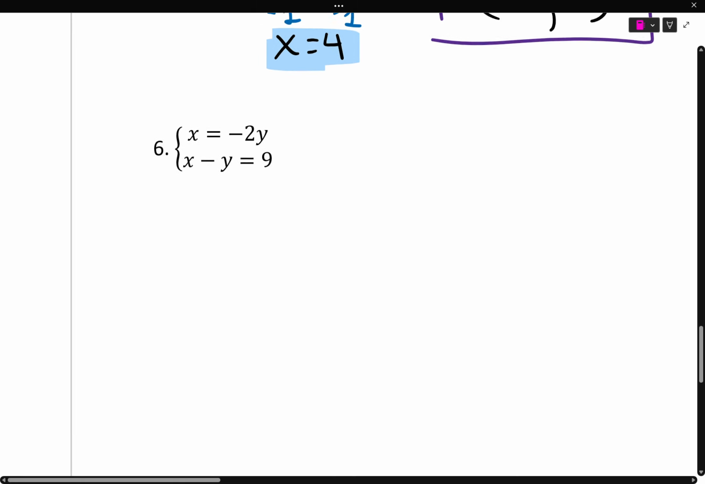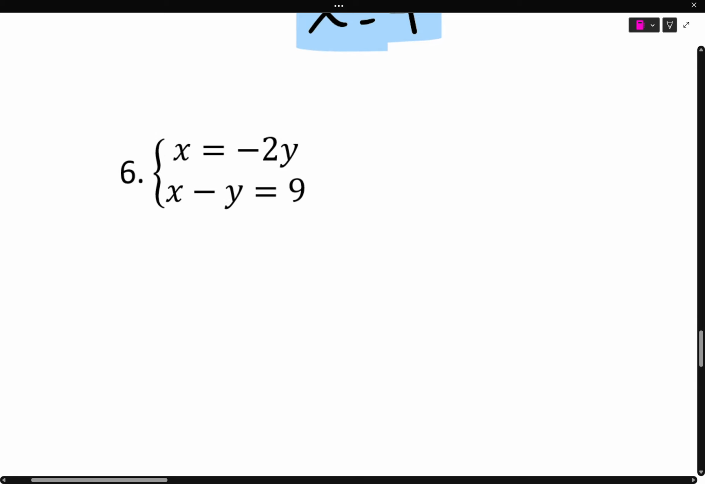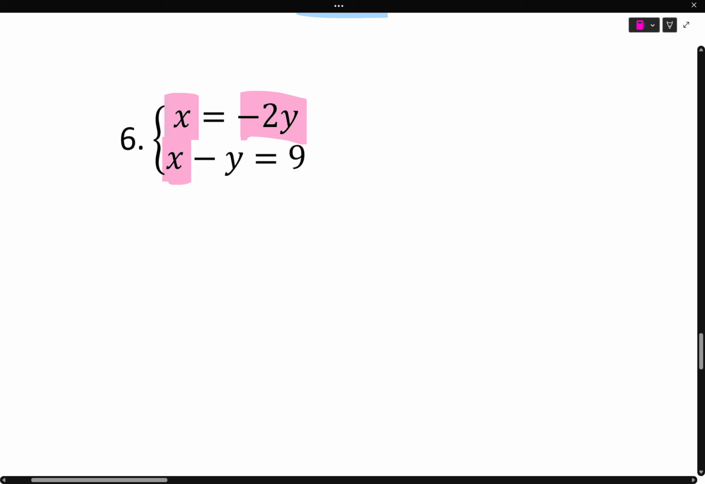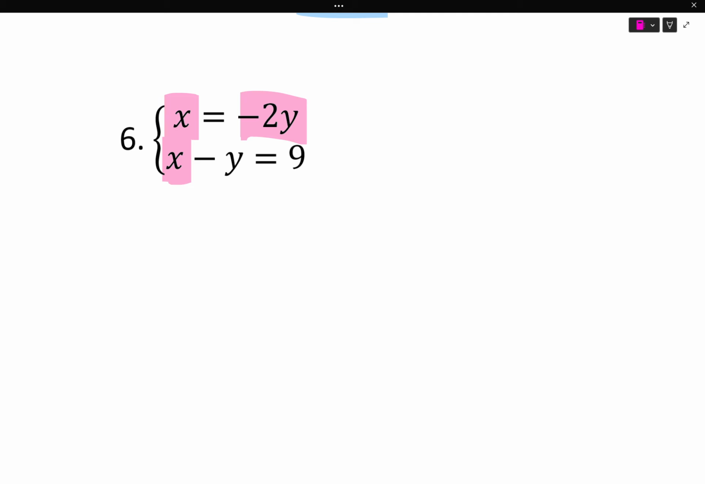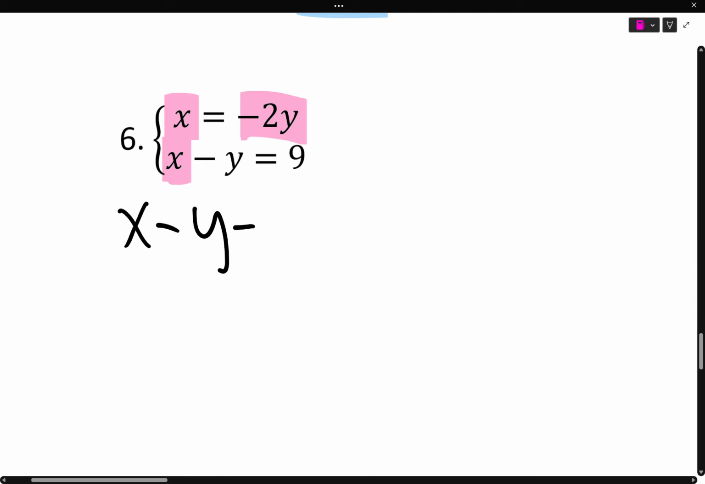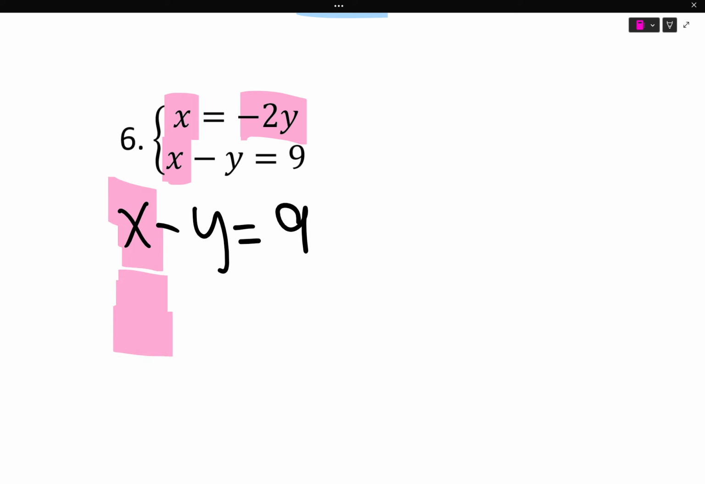Number 6. Number 6 has an x equals. That means we're going to be replacing x in the second equation. Now I know in the first one we replaced something in the first equation with something in the second one. It doesn't matter how they're stacked. What matters is, do we have an x equals or do we have a y equals? Okay, so I'm going to rewrite that second equation that I'm going to plug things into. I'm going to replace x with negative 2y and bring down the minus y and the equals 9.